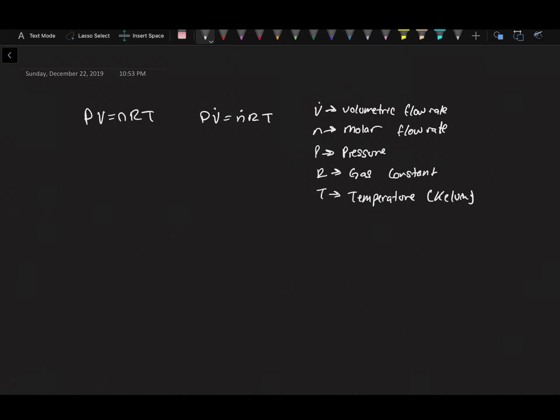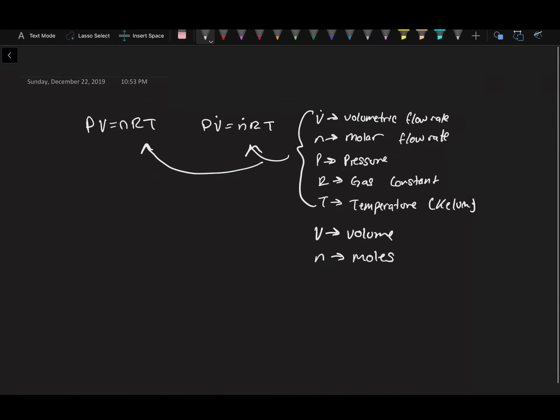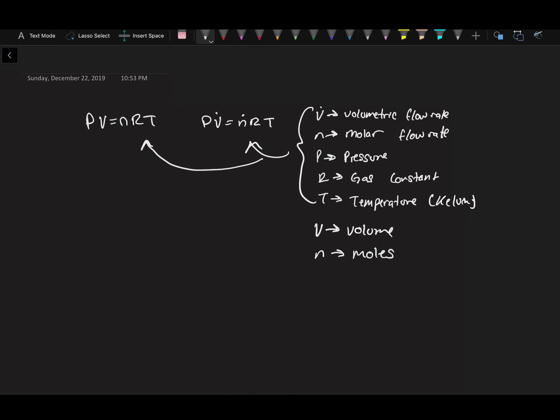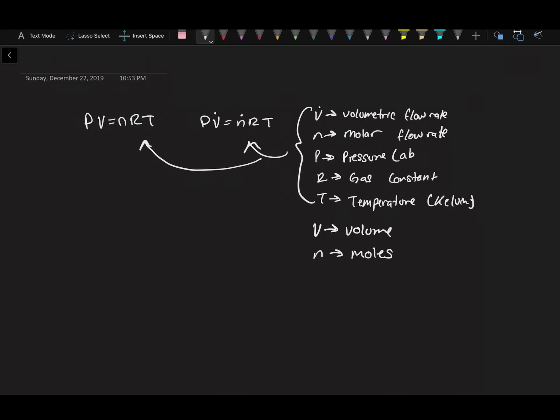Now, this is the description for this right here. It's also equivalent to this over here, but V would be your volume and N would be your moles. So identical, just depends on what kind of system you're given. Another thing to note is pressure has to be absolute. And I'll explain in detail in a bit what that means.